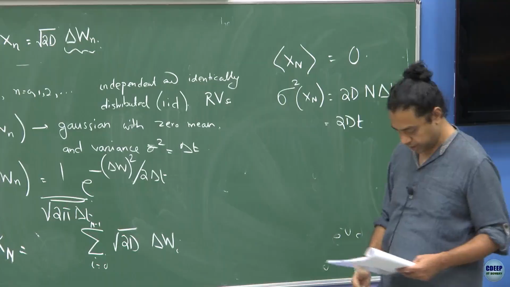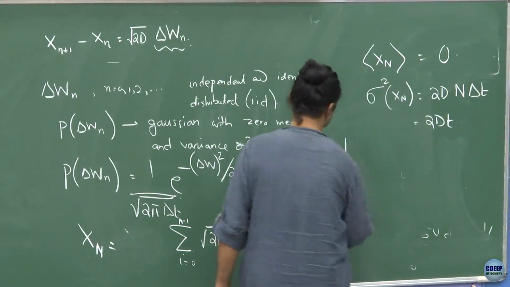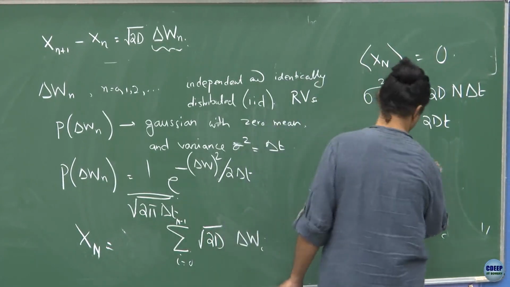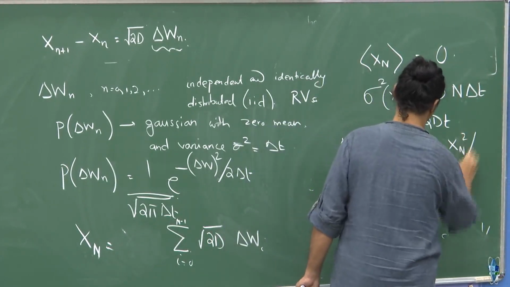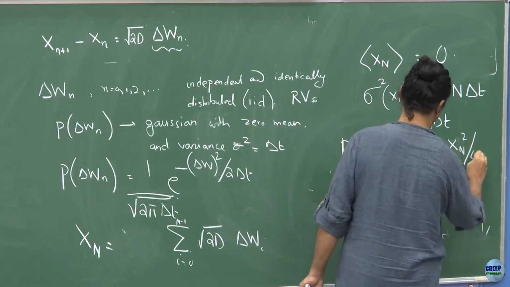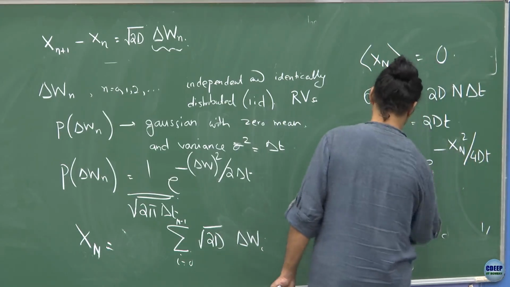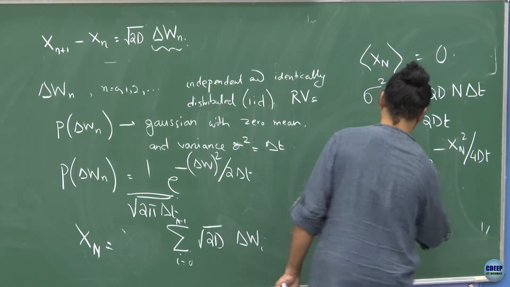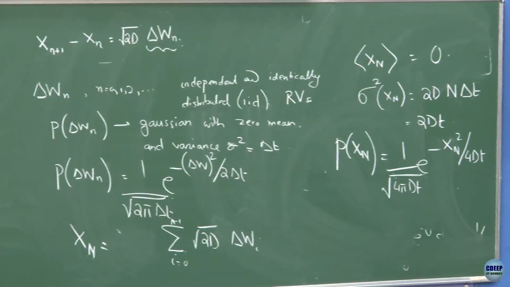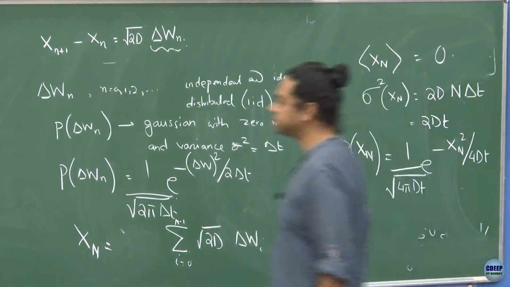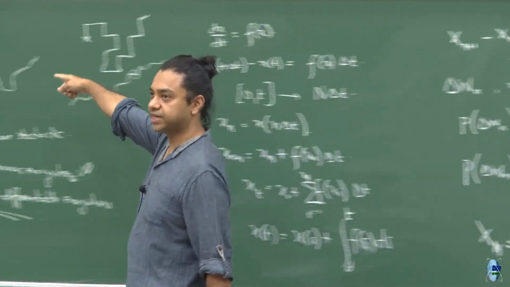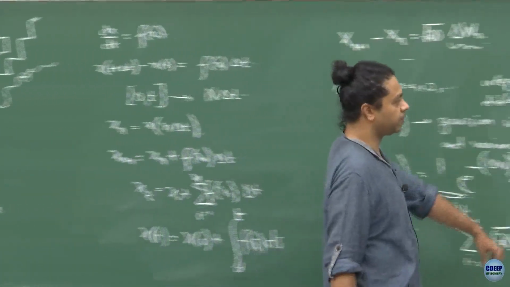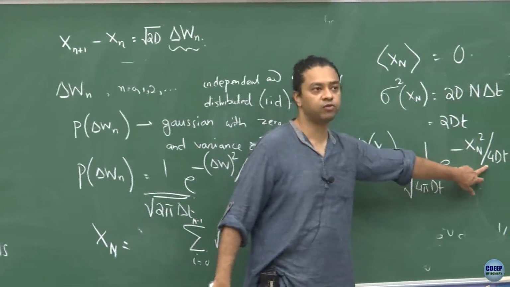And therefore, if I wanted to write the probability distribution for this x of n, it is just e to the power of minus x n square by 2 sigma square. So, 4dt, by 1 by square root 4 pi dt, which is exactly the solution of my diffusion equation. P of x at time t is 1 by square root 4 pi dt e to the power of minus x n square by 4dt.